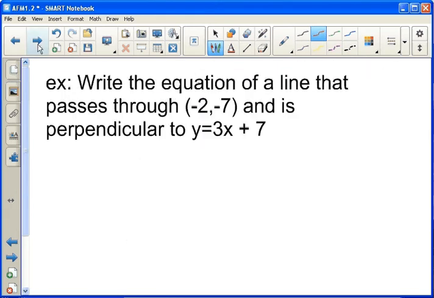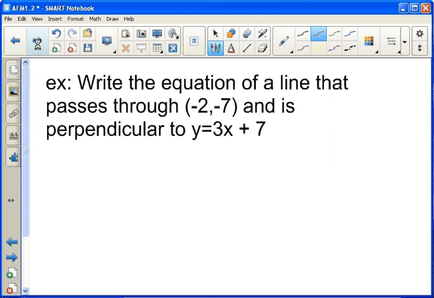So let's try an example. Write the equation of a line that passes through (-2, -7) and is perpendicular to y equals 3x plus 7. Anytime you're asked to write the equation of a line, you need two things. You need the slope and you need a point. Well, they very clearly have already given us the point. It's (-2, -7). But they haven't given us the slope outright. They've given us information to help us find the slope.